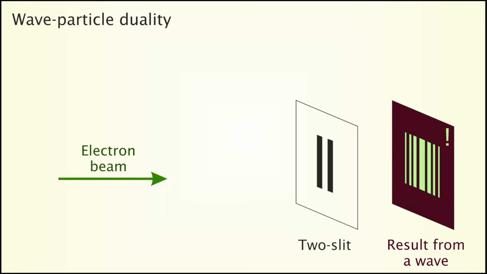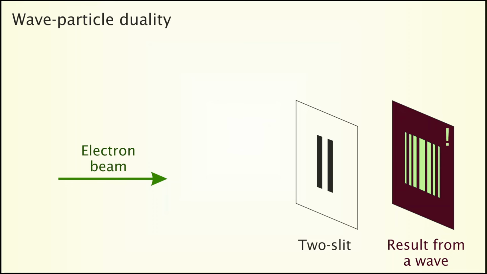On the other hand, however, you can see that these are nevertheless individual electrons, because they are hitting the screen in individual places. So electron beams have both wave properties and particle properties.